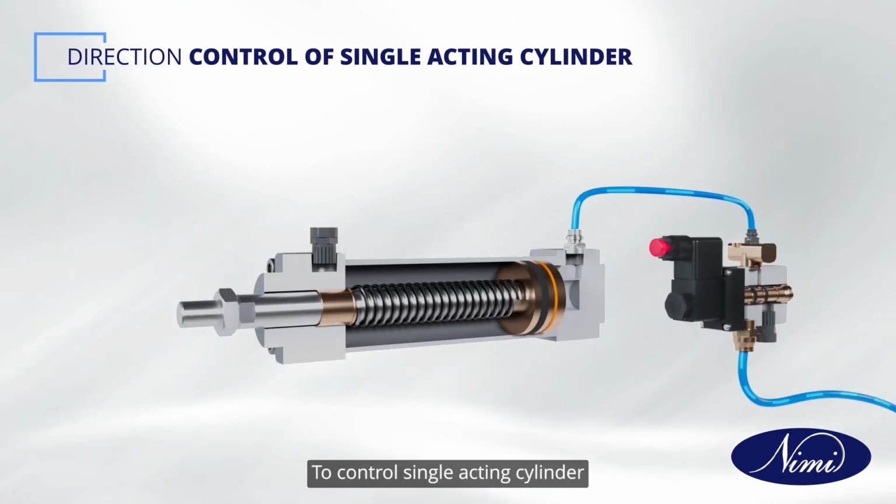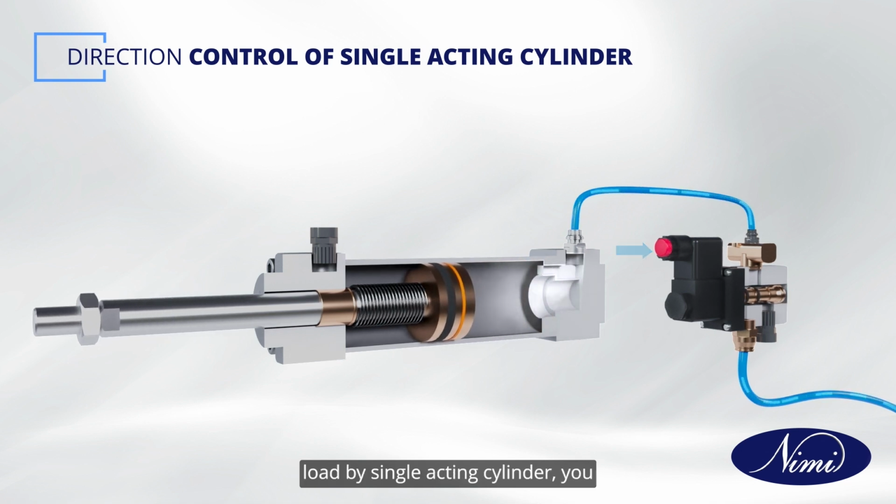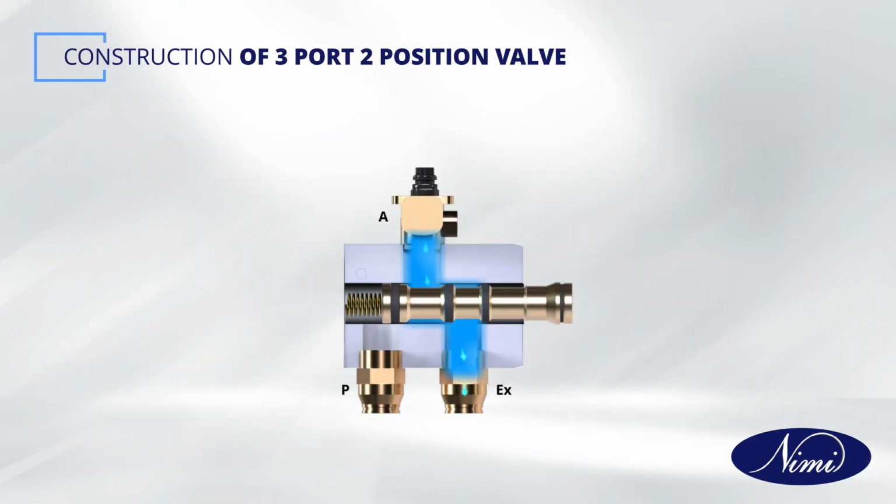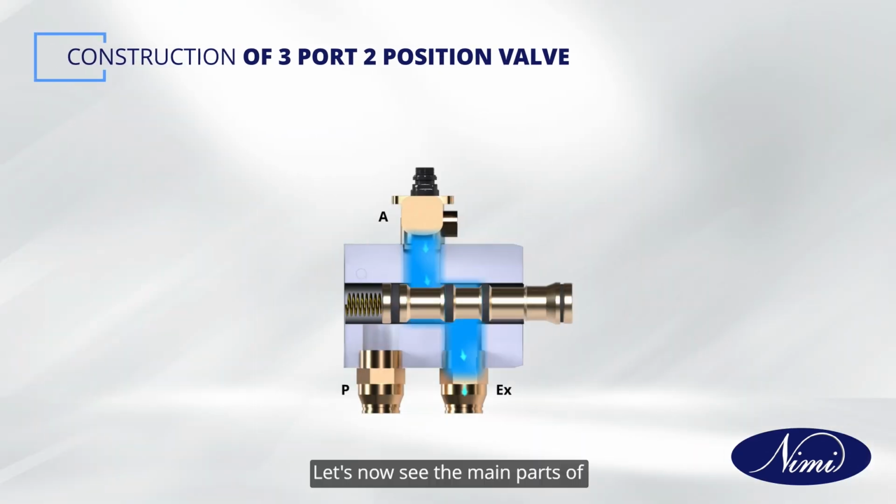To control single acting cylinder, or in other words, to push and pull load by single acting cylinder, you always need 3-port 2-position direction control valve as the main control element. Let's now see the main parts of 3-port 2-position valve.